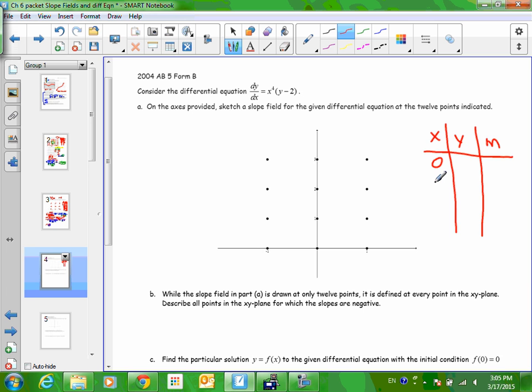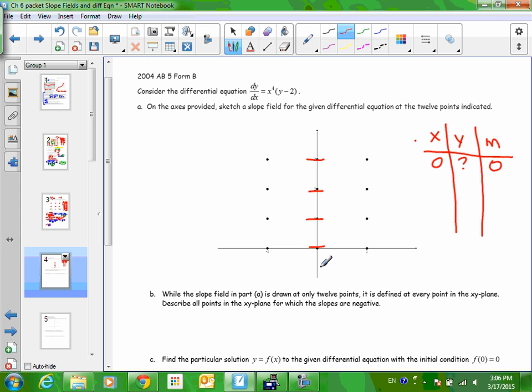What happens when x is 0? It doesn't even matter what y equals. What happens when x is 0? What does the whole thing equal? 0. So when x is 0, the slope is 0. Okay, x is 0 at all 4 of these points. Make sure you put a horizontal line, not a vertical line. You can't get those mixed up.